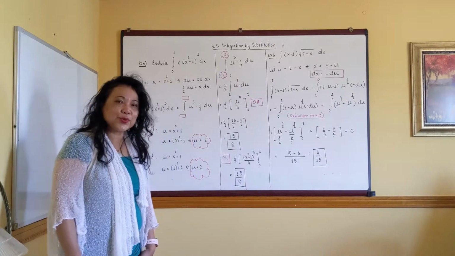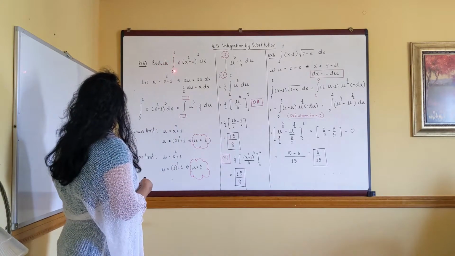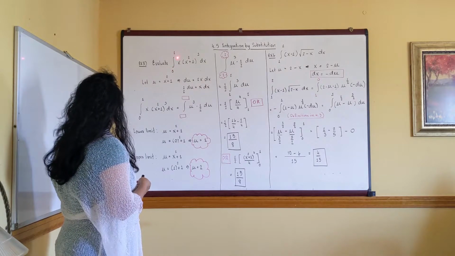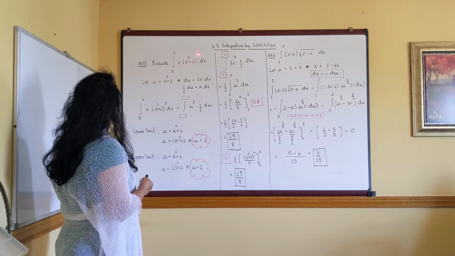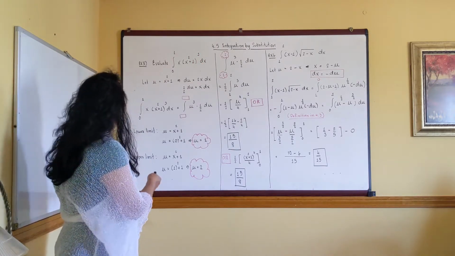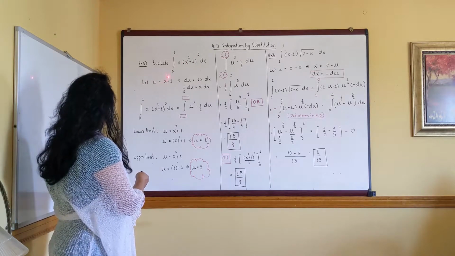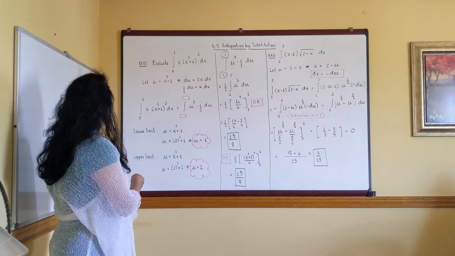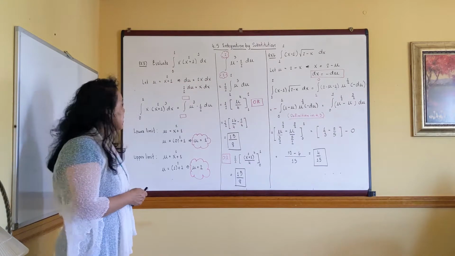Alright, let's finish two more examples. The first example: evaluate the integral from 0 to 1 of x times (x squared plus 1) to the third dx. I'm going to use u substitution here. I'm going to let my u be this term, so u equals x squared plus 1. The derivative of this, which is du, is going to be 2x dx.